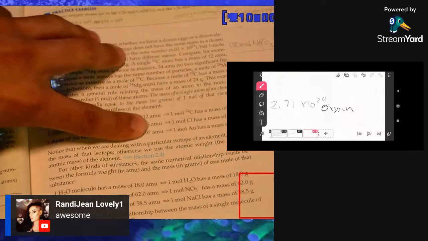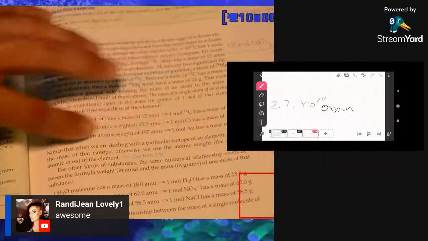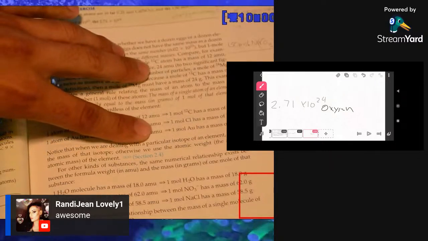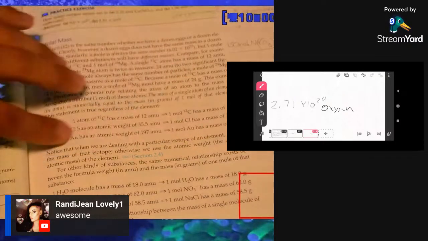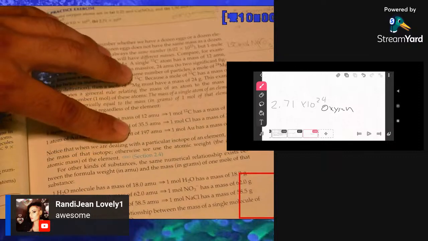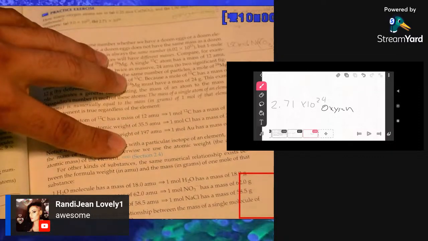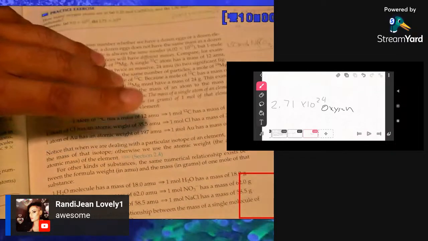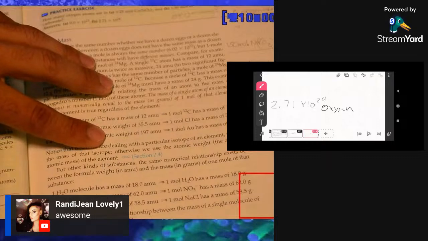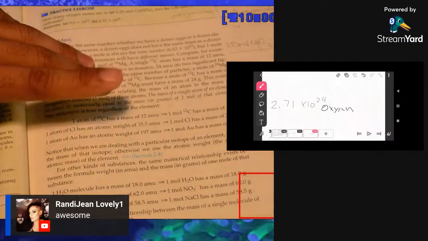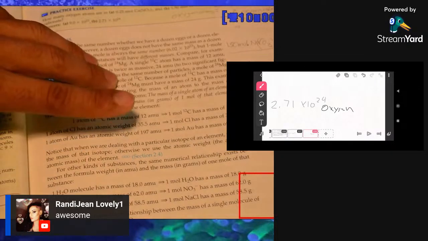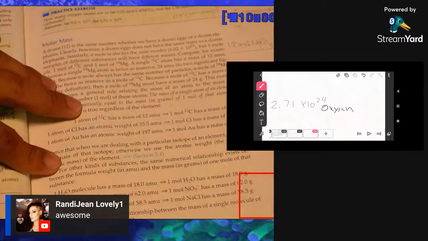Notice we are dealing with a particular isotope of an element. We use the mass of an isotope. Otherwise, we use the atomic weight, the average atomic mass of the element. So basically, it's saying if it's an isotope, a different version of the same atom, use the isotope atomic weight instead of the normal weight or the average weight.